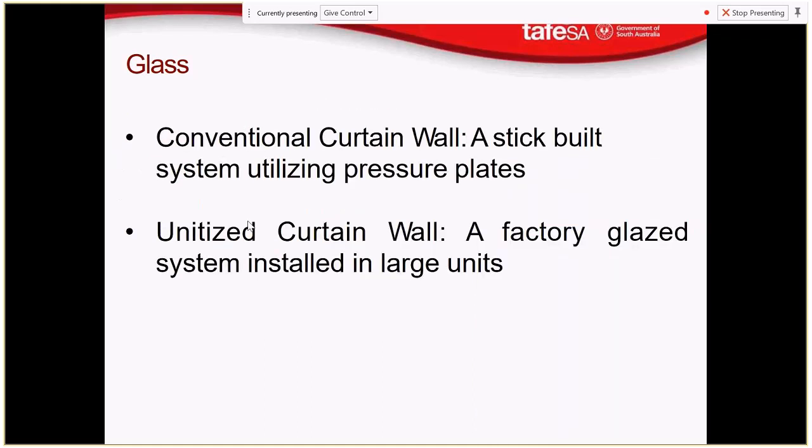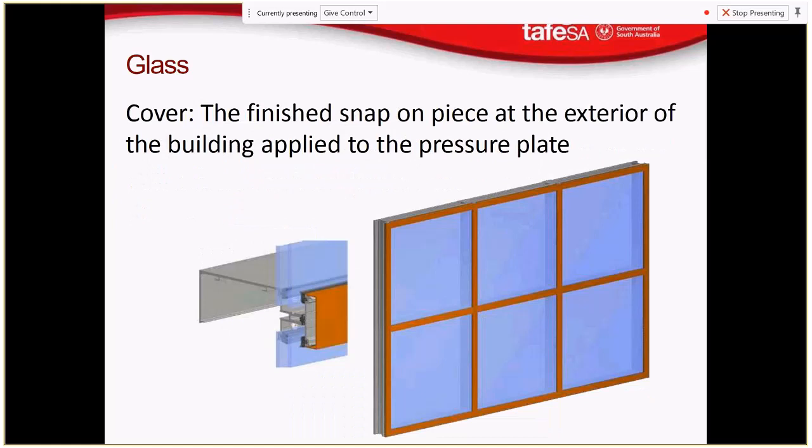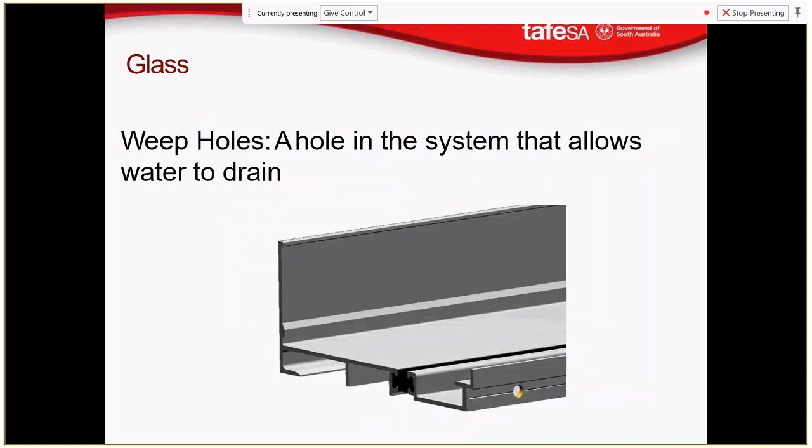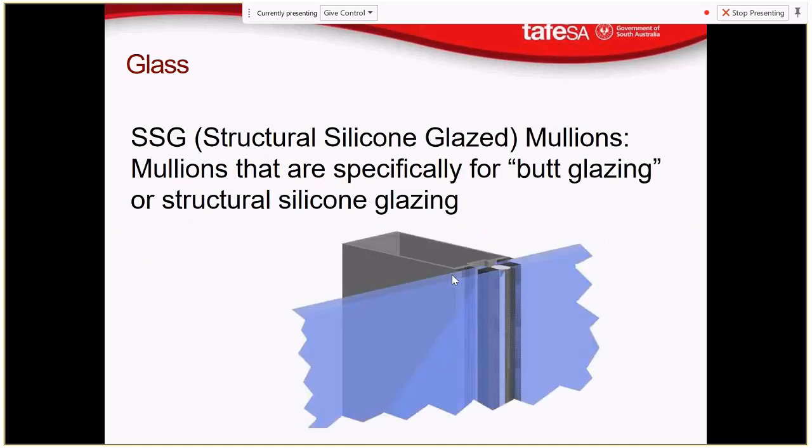So we'll go through those other ones as we went through. So conventional curtain wall, a stick built system utilizing pressure plates. So that's like what we saw up here with our pressure plates. A curtain wall, a factory glazed system installed, unitized curtain wall, a factory glazed system installed in large units.